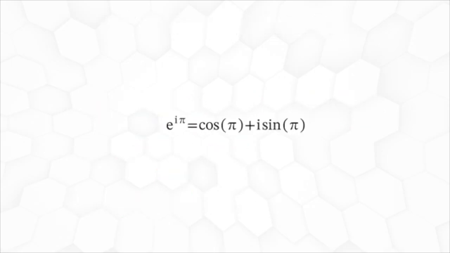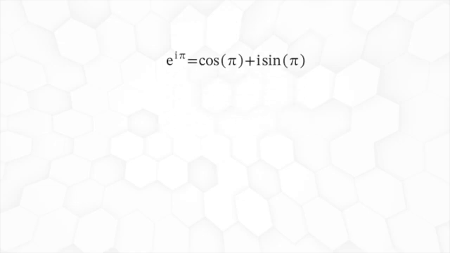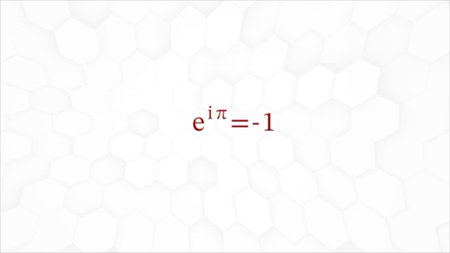Plugging theta equals pi radians into this equation shows this elegant and astonishing result. e to the i pi equals minus 1. This equation contains three of mathematics' great constants, smushed together into one simple equation.